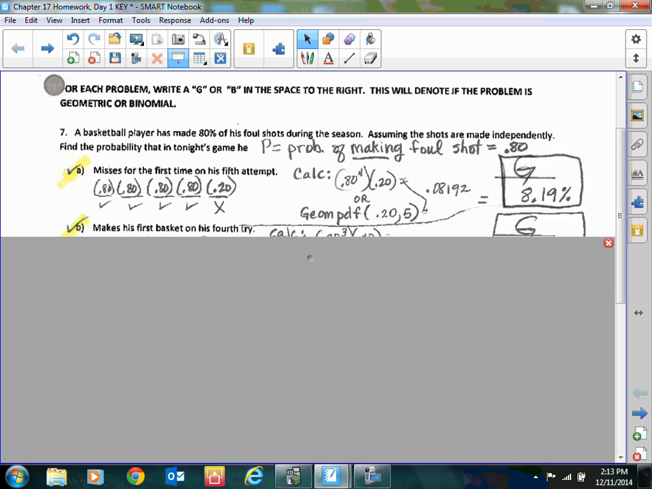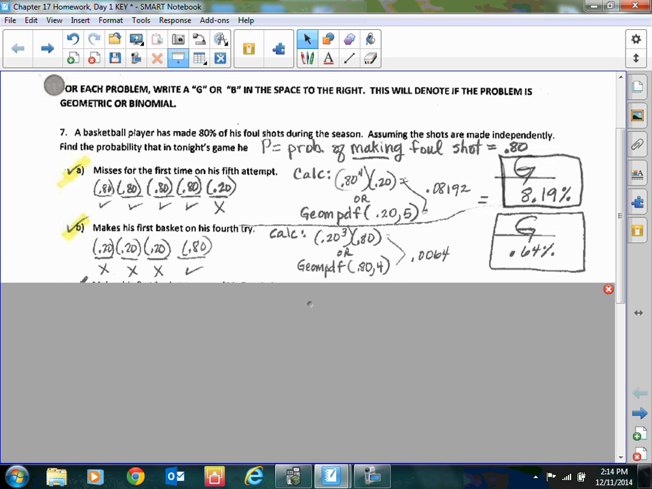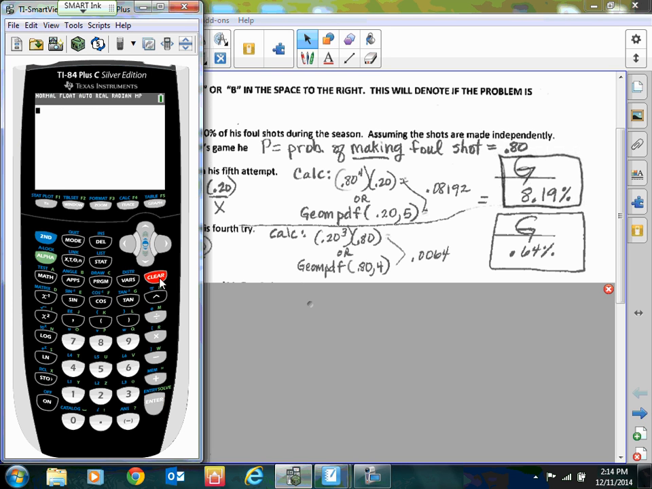All right, next. Makes his first basket on the 4th try. So what's it saying? Exactly where that spot occurs, in particular where that goes. The order is known exactly. So if I was to do this on a calculator, how would that look?